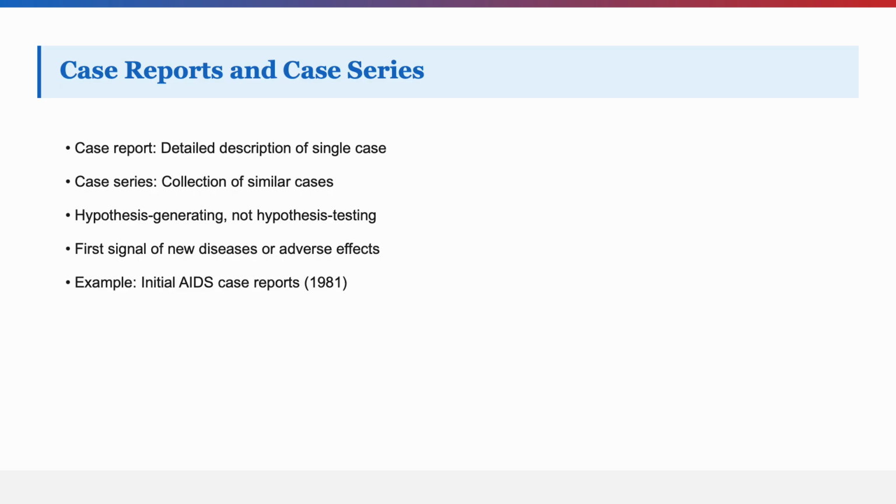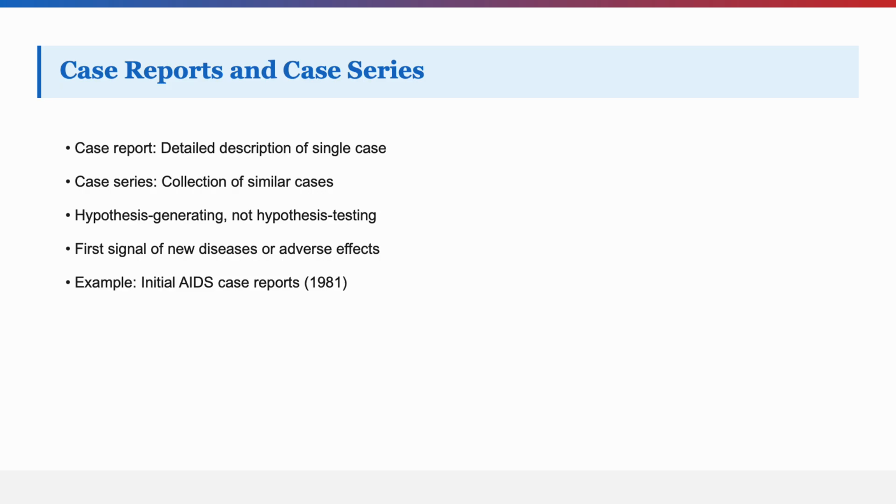A case series collects multiple similar cases and describes their common features. After those initial AIDS case reports, investigators compiled case series showing clusters of opportunistic infections and Kaposi's sarcoma in young gay men in Los Angeles and New York.